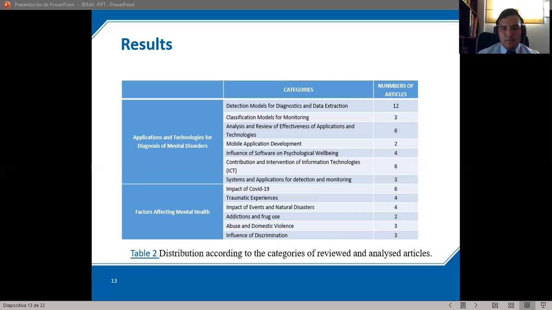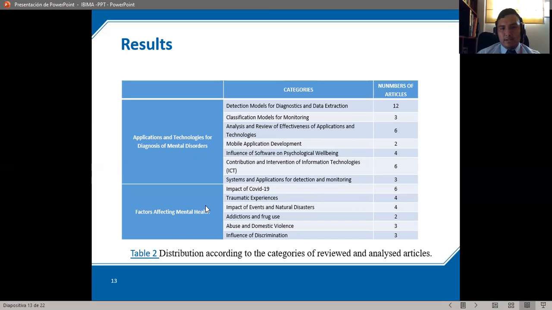We show the different categories. In applications and technologies: detection models for diagnosis and association, classification models and monitoring, analysis, review, and effectiveness, molecular development, influence of software, psychological well-being, intervention and information technology, ICT, system applications for detection and monitoring.